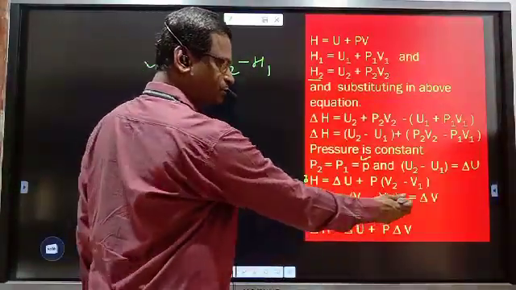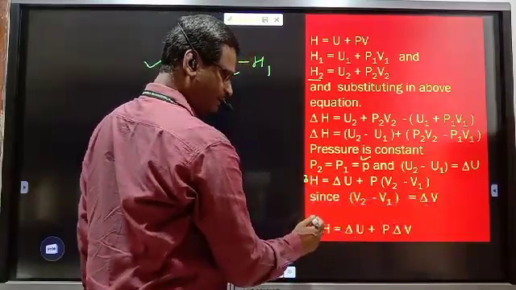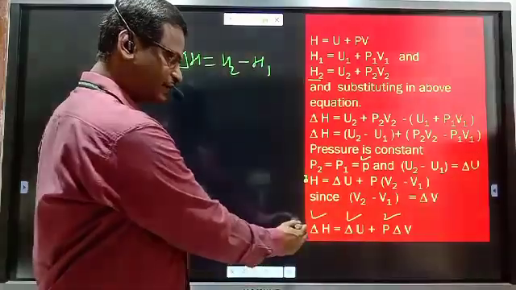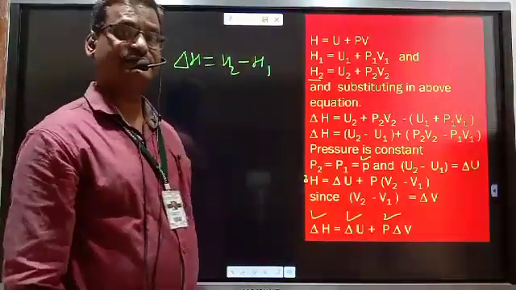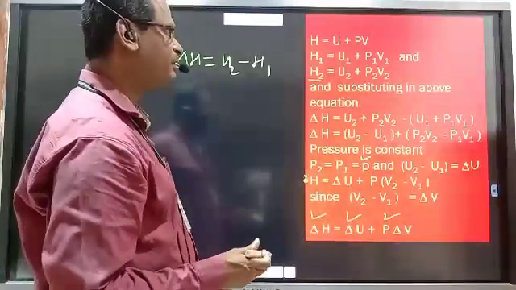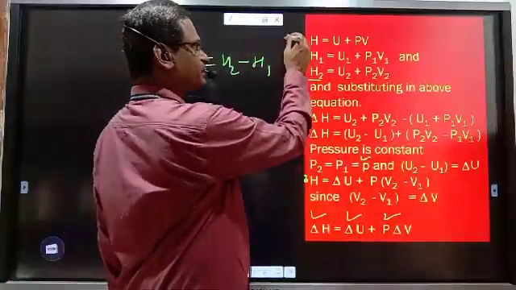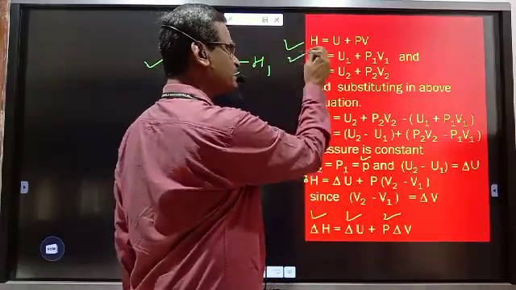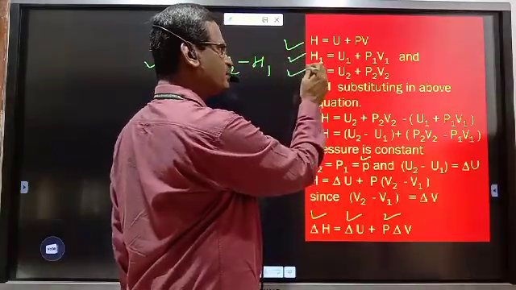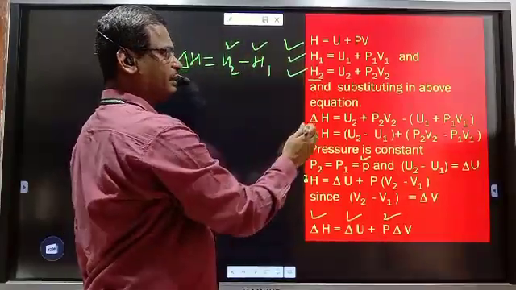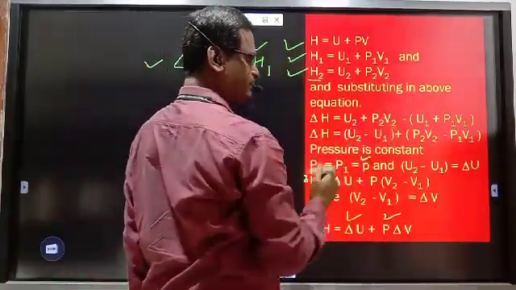Since V2 minus V1 is delta V, we can write delta H is equal to delta U plus P delta V. This is the expression for enthalpy change during a chemical reaction. You got it, how it is derived? This is the equation for enthalpy in the absolute state of the system, initial state of the system, and final state of the system. Final and initial are substituted in this equation, and we get this equation for delta H.